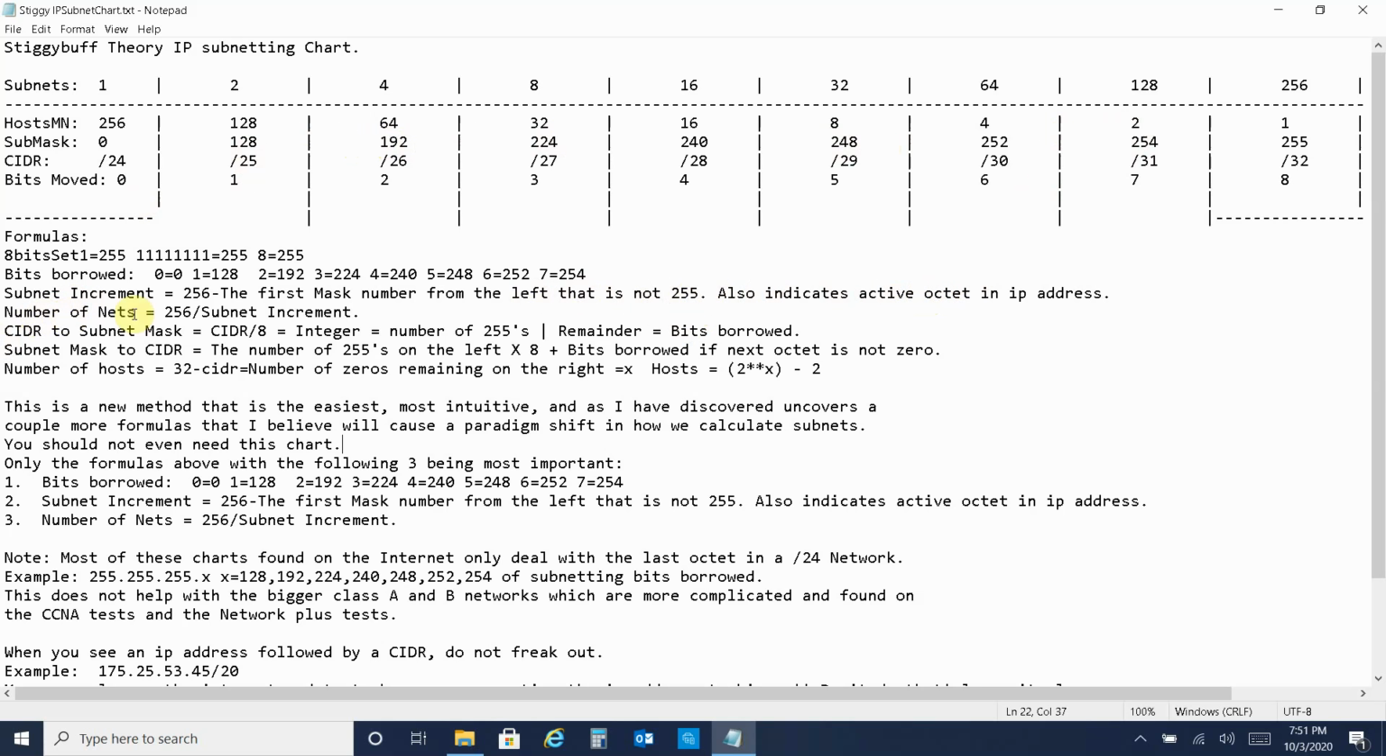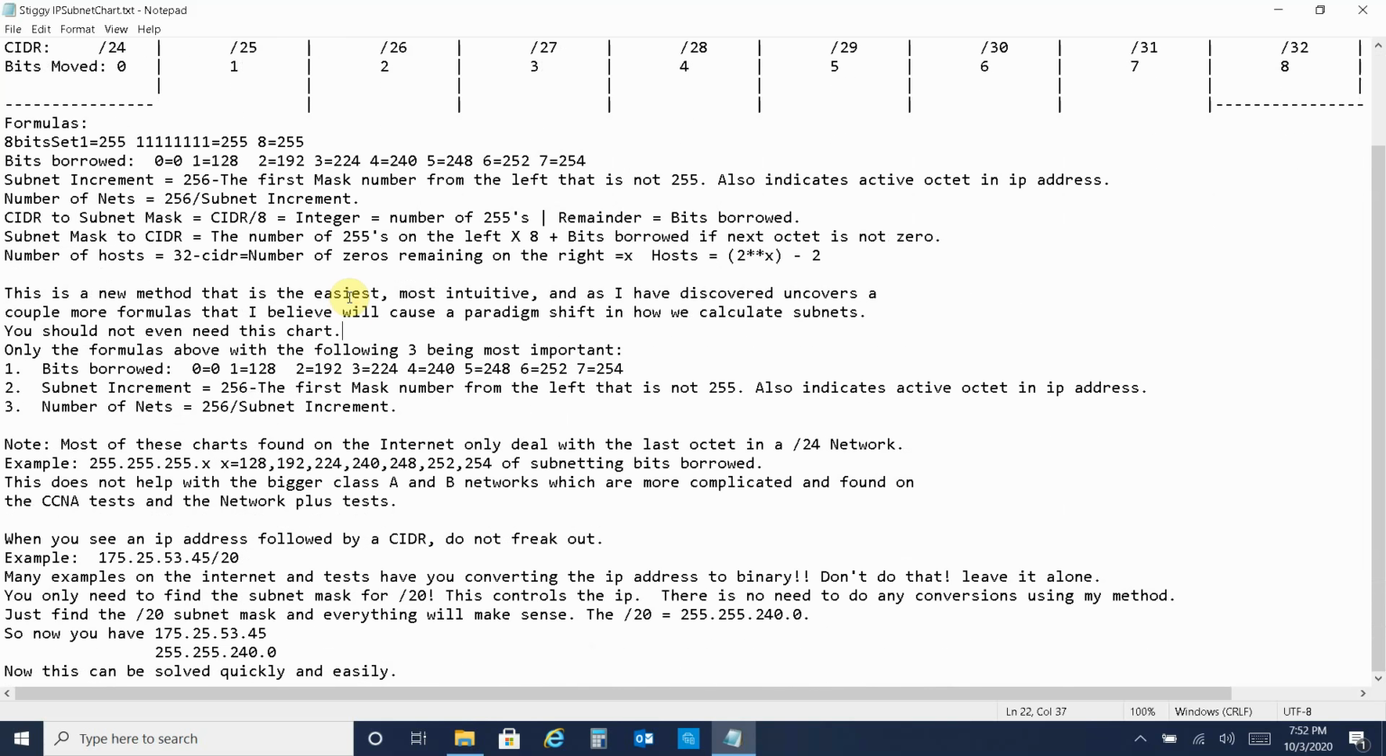And then the number of nets is 256 minus the subnet increment. So 256 minus the first mask number that's different, and then you take that to get the number of nets, 256 divided by the subnet increment. These, again, are the CIDR divided by 8 integer, number of 255's, remainder, bits borrowed. I'm going to show you all this. Don't stop listening to this right now, okay? Because it is intuitive, all right?